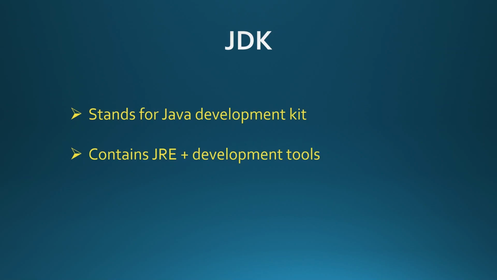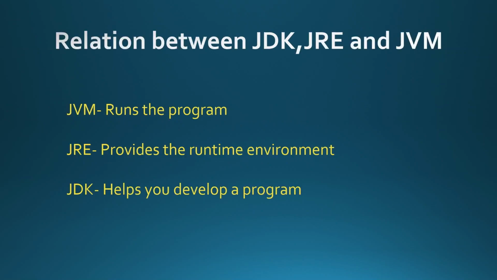Now we have discussed JRE, JDK and JVM, right? And what is the relation between JDK, JRE and JVM? JDK contains JRE and JRE contains JVM. That is the relation. So when you install JDK, you get everything you need to write, compile and run Java programs.